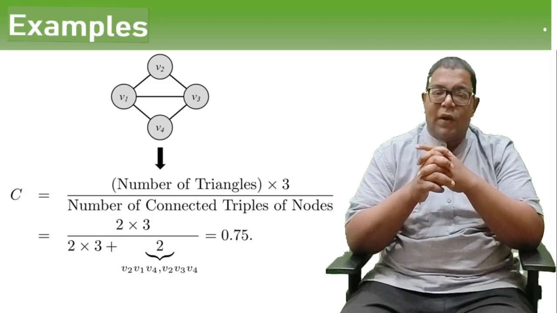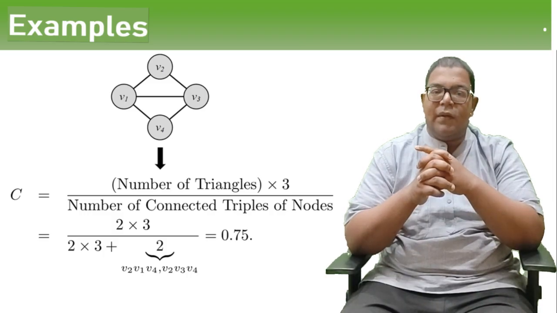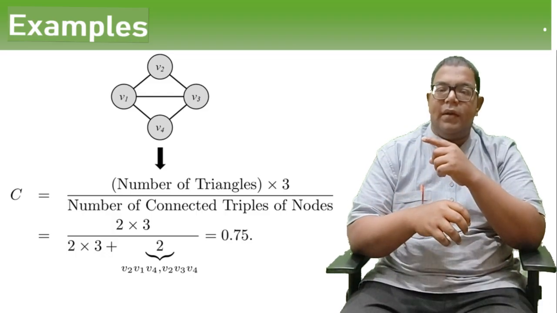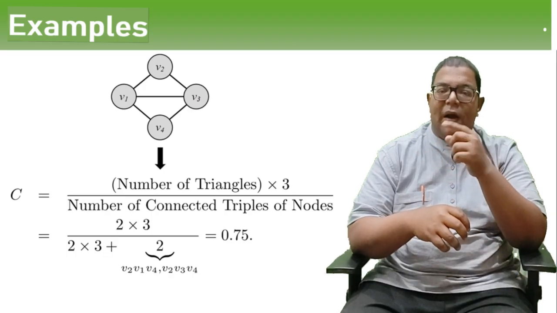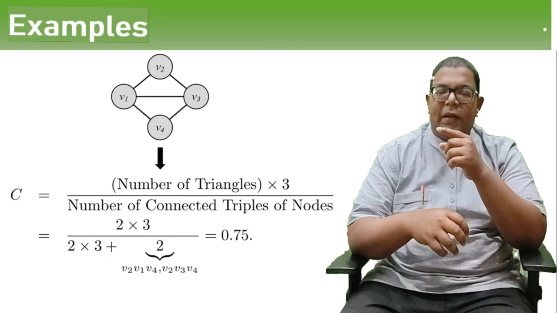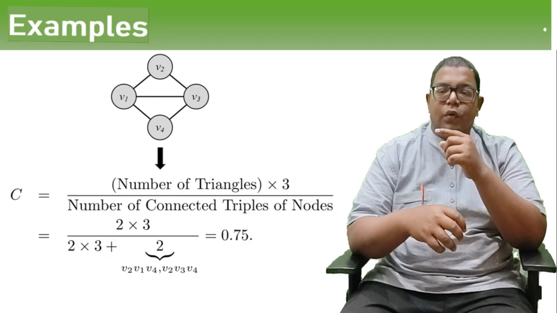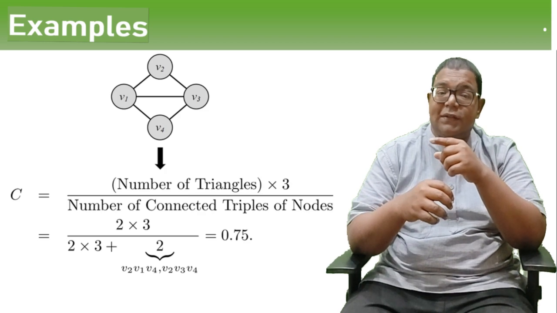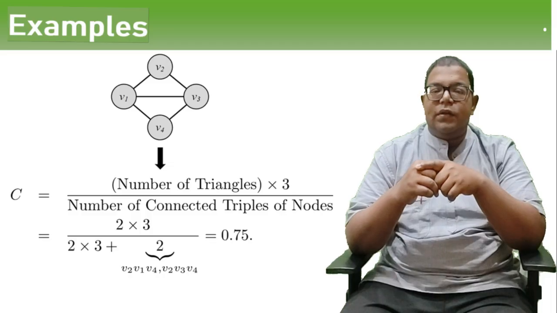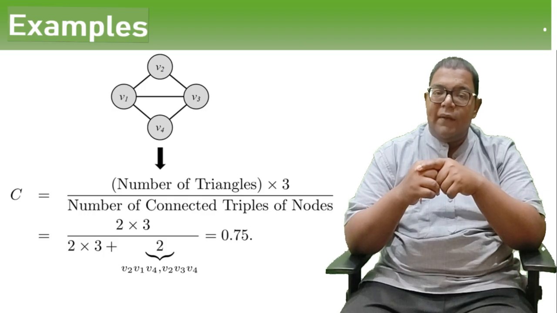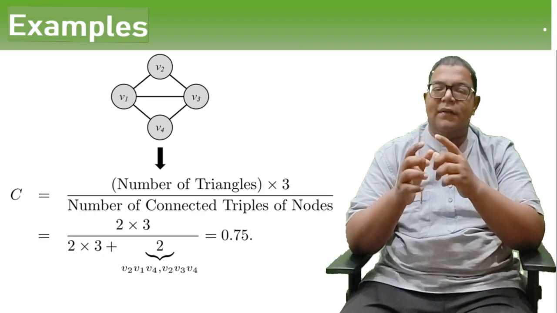So since we have two triangles, it means there are six triples, right? Because every triangle will have three triples, so we have again written 2 into 3 because we have two triangles and every triangle will have three triples, plus 2 because there are two extra triples that you can see. One is V2, V1, V4 and the other is V2, V3, V4. These are the two other triples along with the six triples formed by the triangles. This will give us 0.75, meaning 75% of the transitivity exists in this graph.